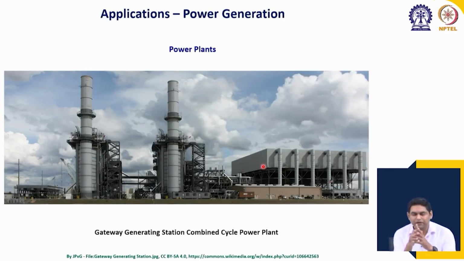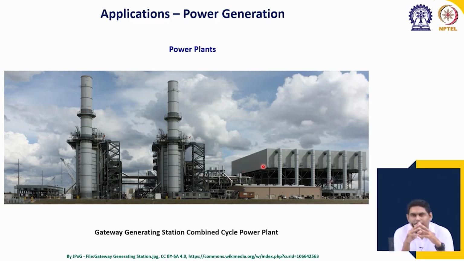Now, let us come to the applications of gas turbines. I have shown some of the important applications through examples here. This is an example of gas turbines being used in a power plant. Gas turbines are used quite widely for power generation, but they are used in two ways.